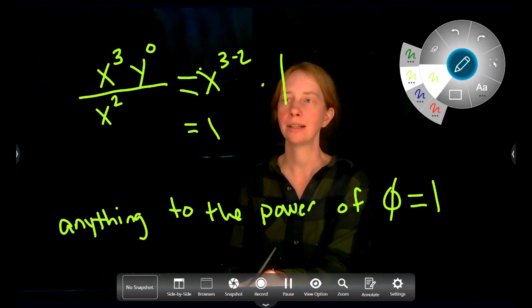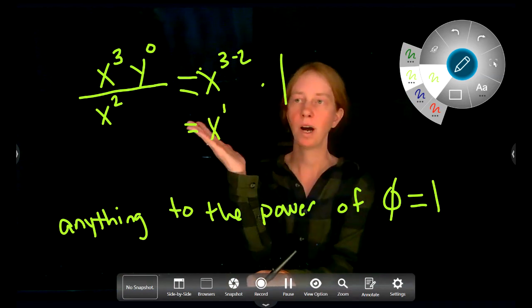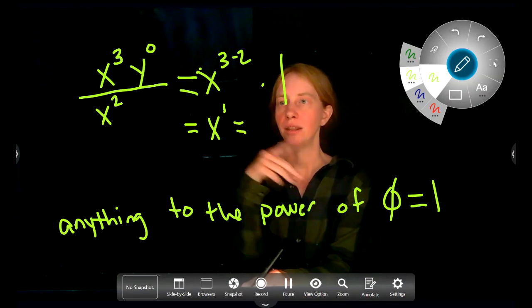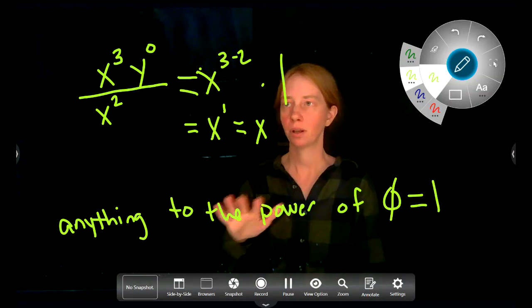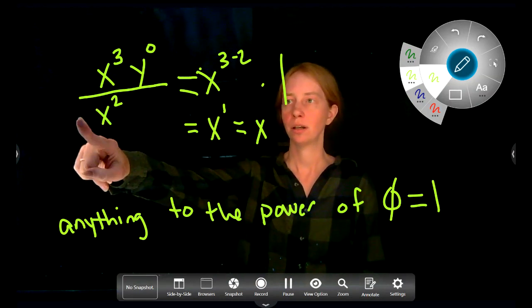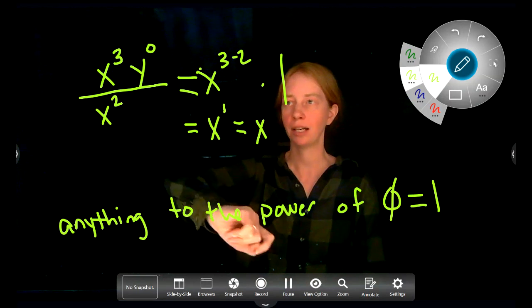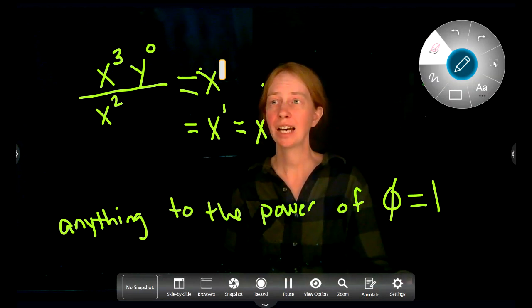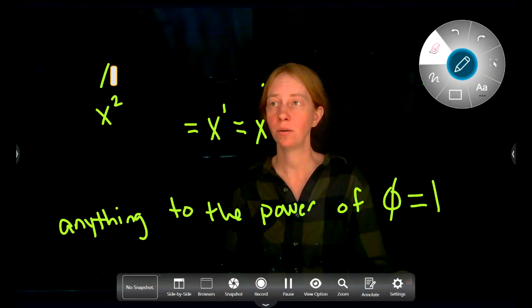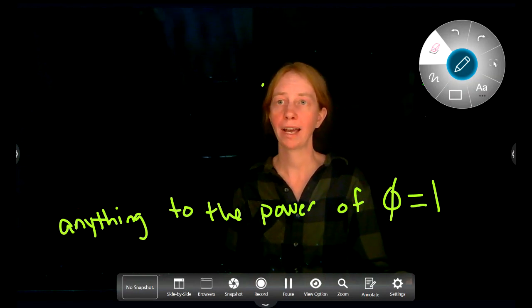3 minus 2 is x to the 1 times 1, which doesn't matter. And this one can also become silent, x. Okay, so x to the third times y to the 0 divided by x squared equals x. Just anytime you see that y to the 0, it makes that thing go away.